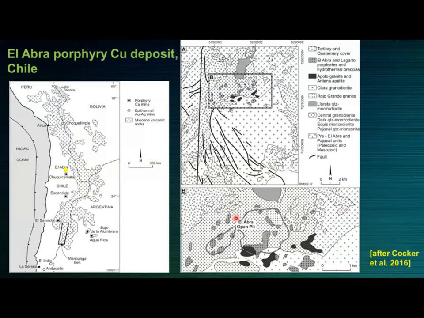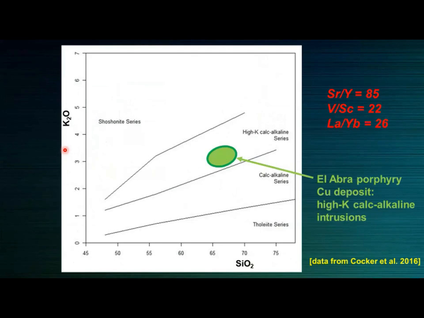Just to show you where it plots on the Peccerillo and Taylor plot, it is high potassic calc-alkaline. The normal calc-alkaline ones would be lying here. In terms of fertility ratios, you can see the strontium-yttrium ratio is very high here in this area of the world. In order to become really important, it has to be above 80. And on average, the mineralized intrusions from El Abra are about 85, which is double the amount of Bingham. Also, the vanadium-scandium ratios are much higher, more than double that of Bingham, 22. And the lanthanum-ytterbium ratio is a little bit lower, but 26 for Chile is quite interesting in terms of fertility. These data are taken from Cocker's PhD thesis.